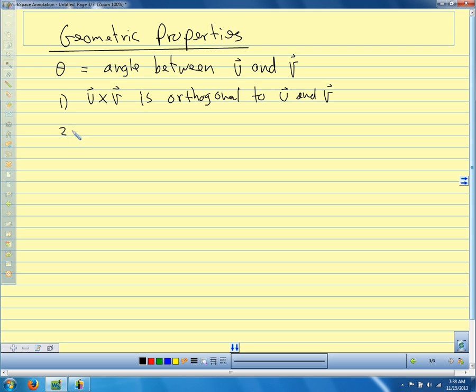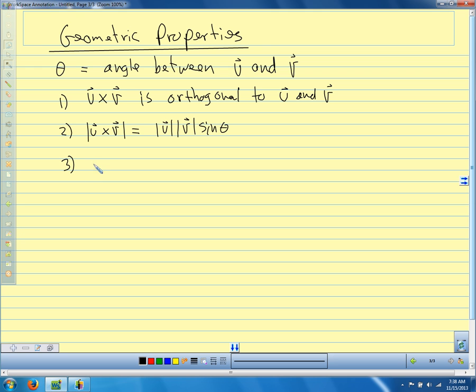The magnitude of the cross product is the magnitude of u times the magnitude of v times sine theta. Oh, and I wrote single bars instead of double bars. I'm talking about the magnitude of the vector here. When I learned vectors, we only used single bars, so sometimes I forget to write the double bars for the magnitude. So the magnitude of u cross v is the magnitude of u times the magnitude of v times the sine of the angle between them.